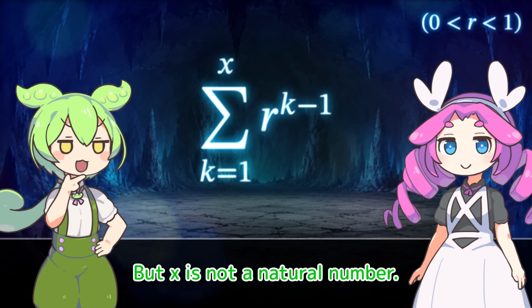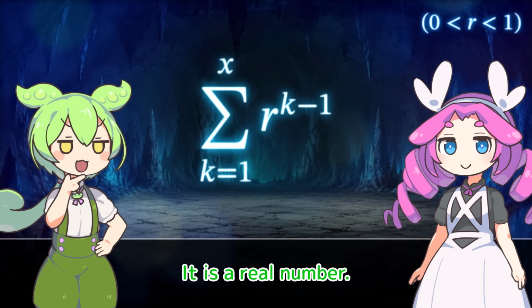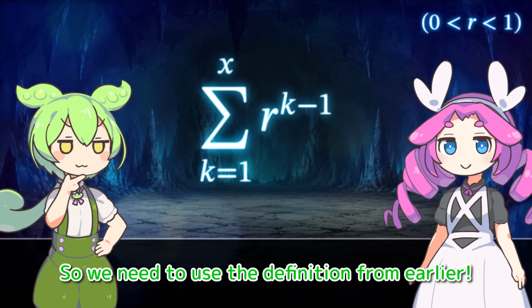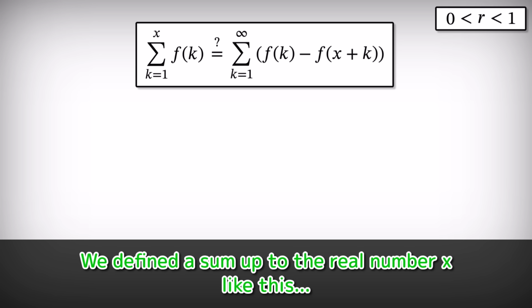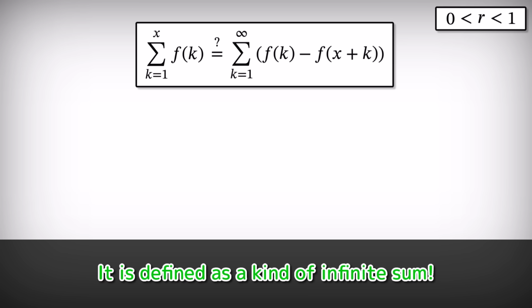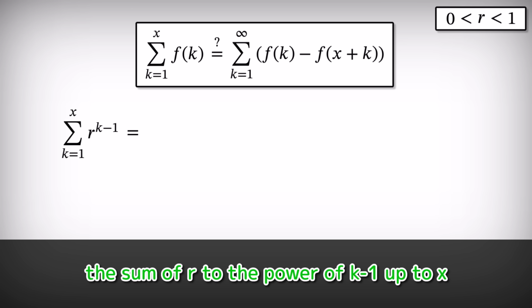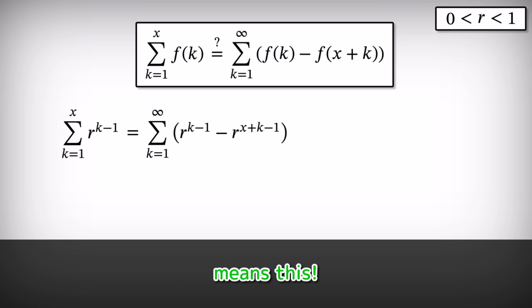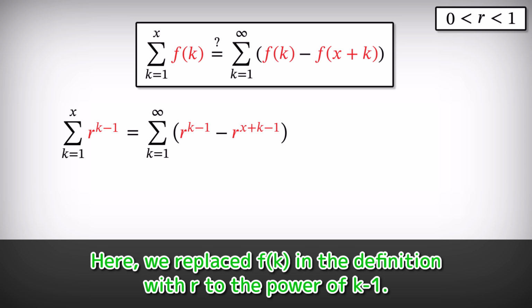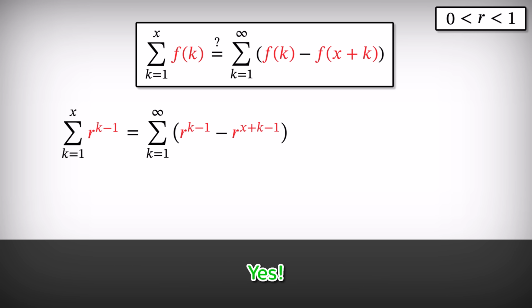But x is not a natural number. It's a real number, so we need to use the definition from earlier. We defined a sum up to the real number x like this. It is defined as a kind of infinite sum. Now let's apply this definition. The sum of r to the power of k minus 1 up to x means this. Here, we replaced f of k in the definition with r to the power of k minus 1. That certainly looks right. Yes.